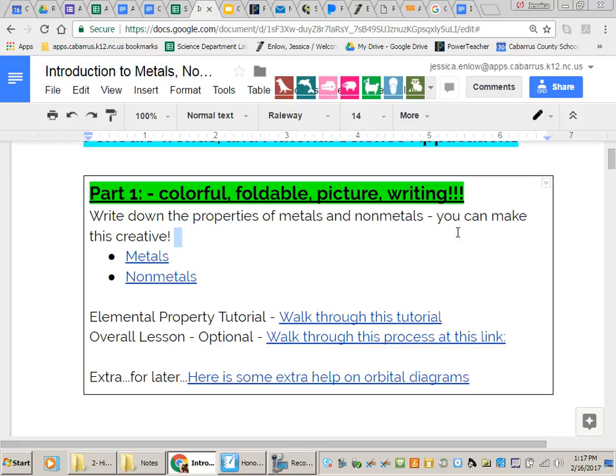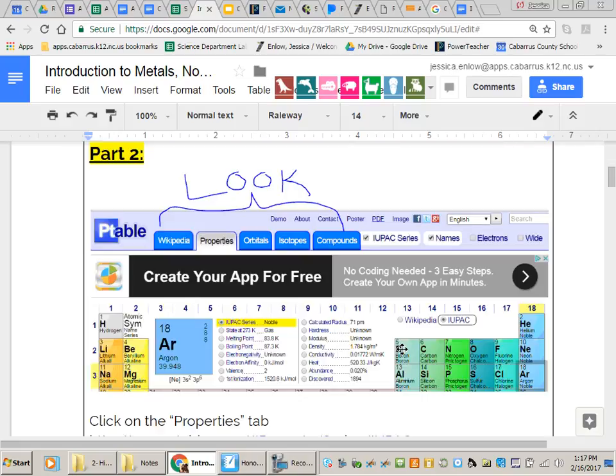One second. Step 2. Sorry, my computer. Oh, okay. You're following along with me because my computer's jumping here. Part 2 has you open up this periodic table, and you have to click on properties. This is a true group conversation assignment.